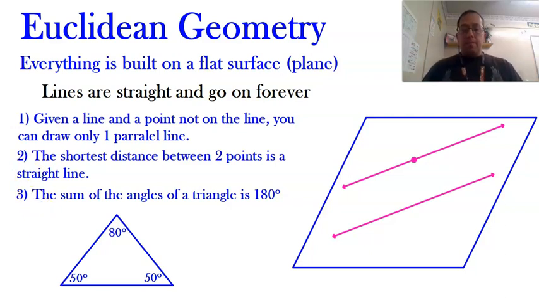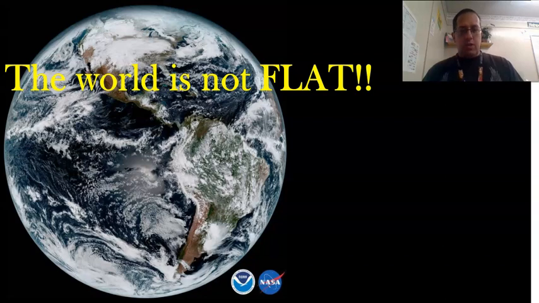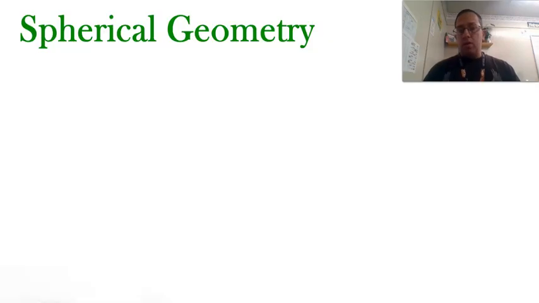Not a big deal. But there is one small, little bitty, teeny tiny problem with Euclidean geometry. The world is not flat. We do not live on a flat surface. We live on a sphere. Well, close to a sphere, right? And so Euclidean geometry doesn't always work for things on the globe, which brings us to spherical geometry.